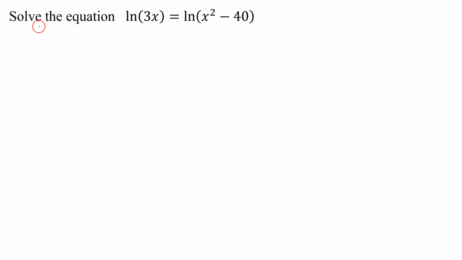In this problem, we need to solve the equation the natural log of 3x equals the natural log of x squared minus 40. What type of equation do we have? It's a logarithmic equation, and how many logarithmic terms are there? There's one on the left-hand side and one on the right-hand side.